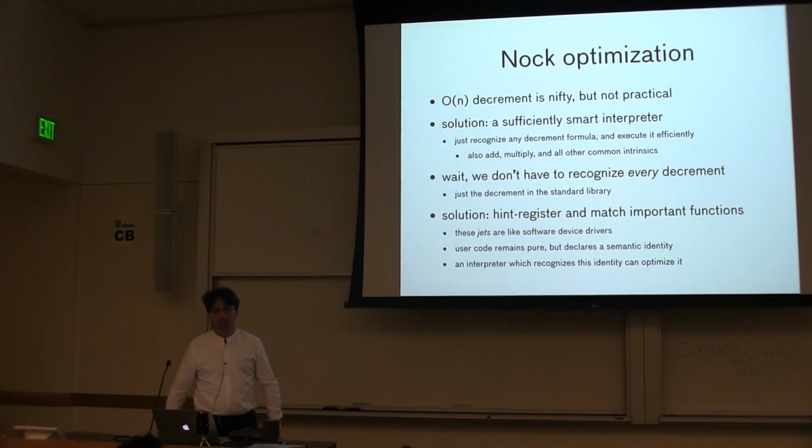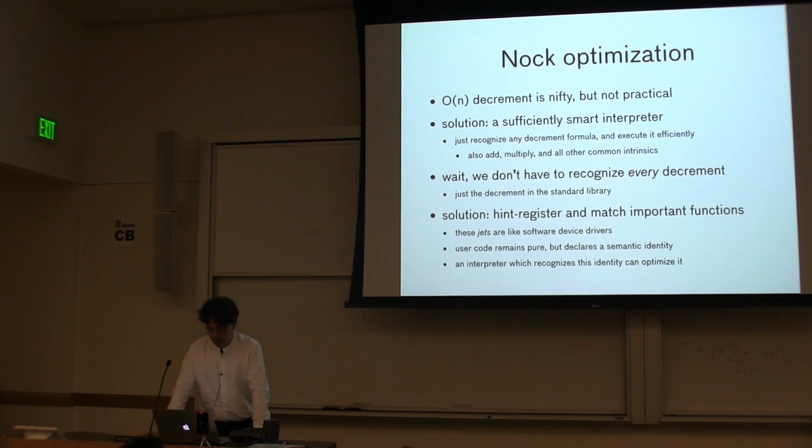But that kind of brings up a problem that you might think of, which is O(n) decrement. Well, if you try to boot Urbit with a completely naive interpreter, it will immediately start decrementing and keep decrementing until pretty much the end of time. So that's clearly basically a non-starter. There's a well-known solution to optimization problems of this kind. It's called a sufficiently smart interpreter. All your interpreter has to do is simply recognize that it needs to analyze the algorithm that it's interpreting, recognize that it's a decrement algorithm, and implement it efficiently accordingly. We also need to recognize add, multiply, and all other interesting functions. So if you know anything about compiler theory, you know that this is a very hard problem.